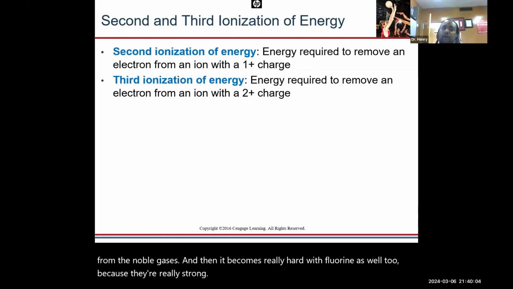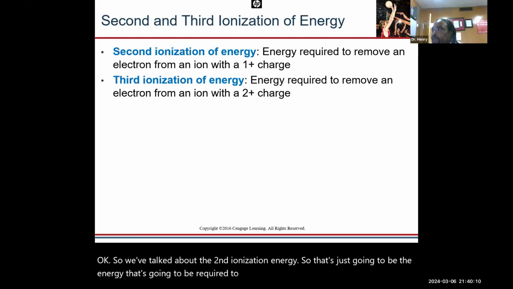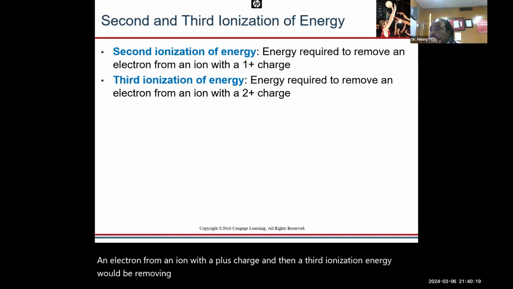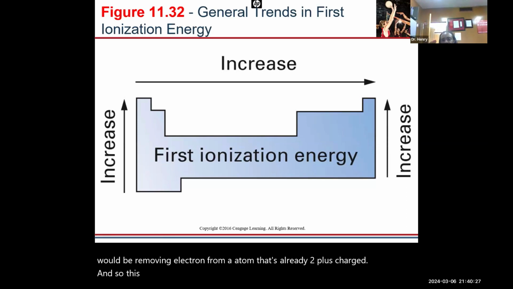Okay, so we've talked about the second ionization energy. That's just going to be the energy required to remove an electron from an ion with a plus charge. And then a third ionization energy would be removing an electron from an atom that's already 2+. And so this is just a depiction of the trend for ionization energy.